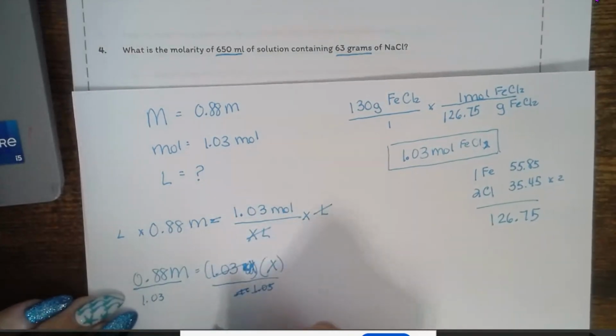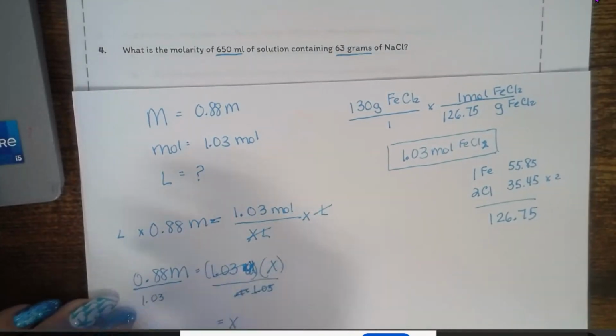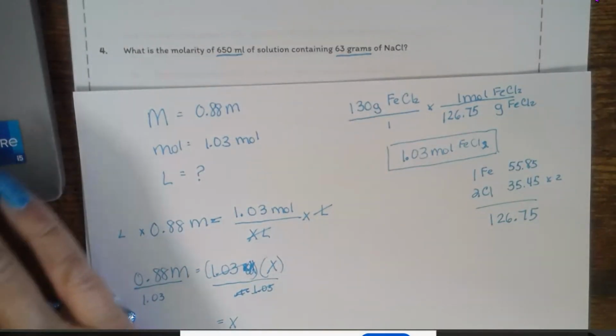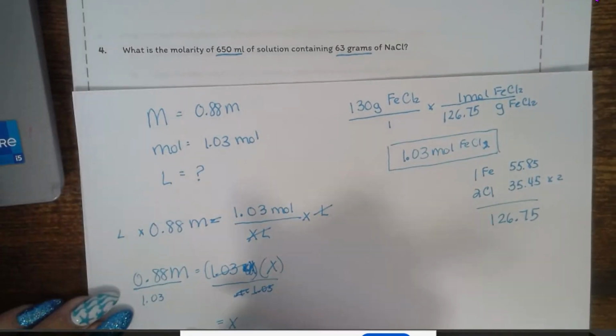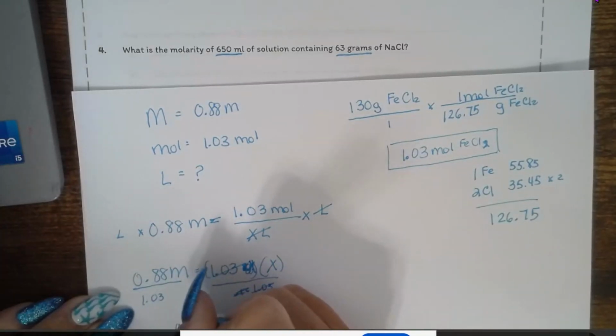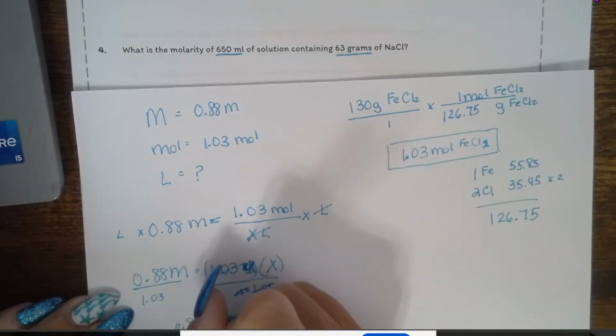And 1.03 is going to cancel out. X is going to equal 0.88 divided by 1.03. And that gives me a volume of 0.85 liters.